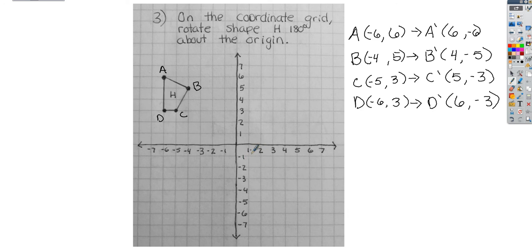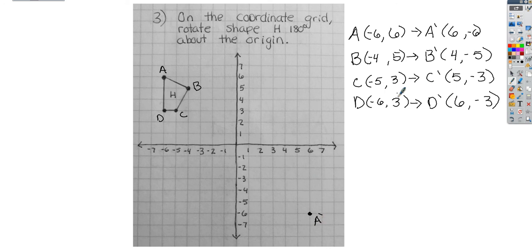Now all we need to do is plot our new ordered pairs onto our coordinate grid. And we will rotate our figure 180 degrees. We don't have to think about how we're turning the figure. All we have to do is remember our rule and plot our points. So we go positive 6, negative 6. We went over 1, 2, 3, 4, 5, 6, and down 1, 2, 3, 4, 5, 6. That would be point A prime.